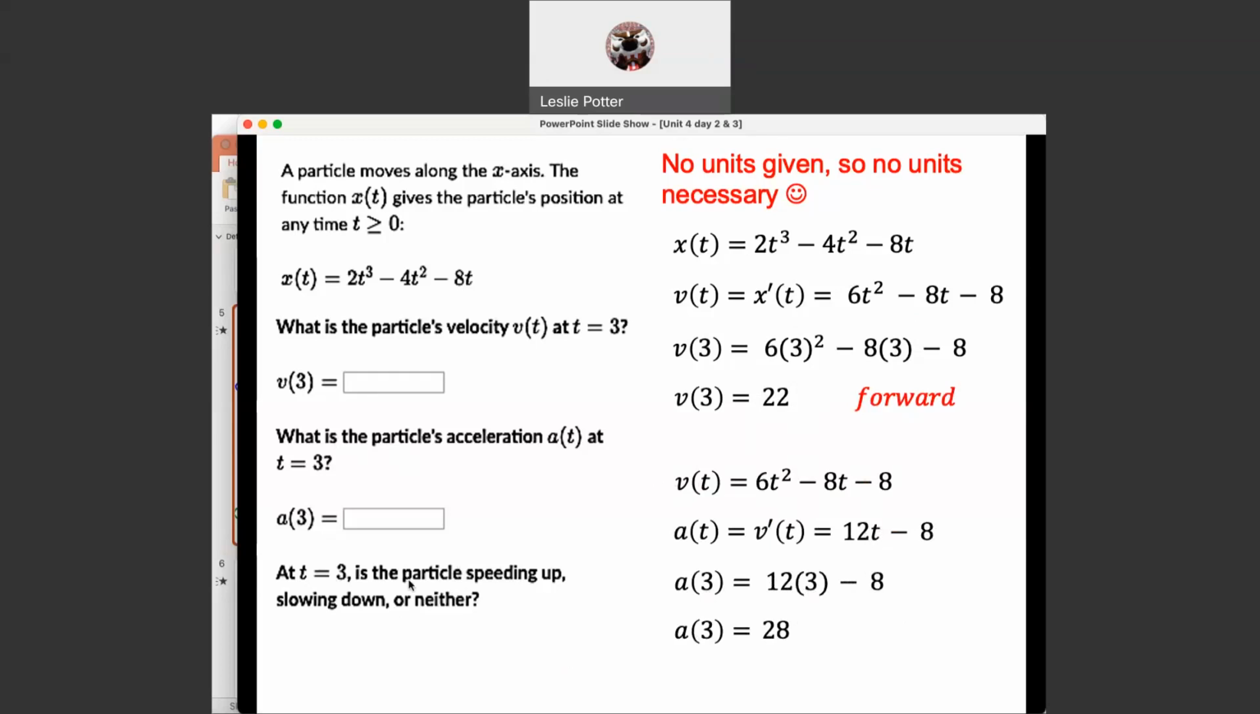At t equals 3, is the particle speeding up or slowing down, or neither? Okay, so it's asking you to look at your velocity value and your acceleration value. Your acceleration is positive. Your velocity is positive, so we must be speeding up. Okay, so that's how to navigate computational problems using calculus.